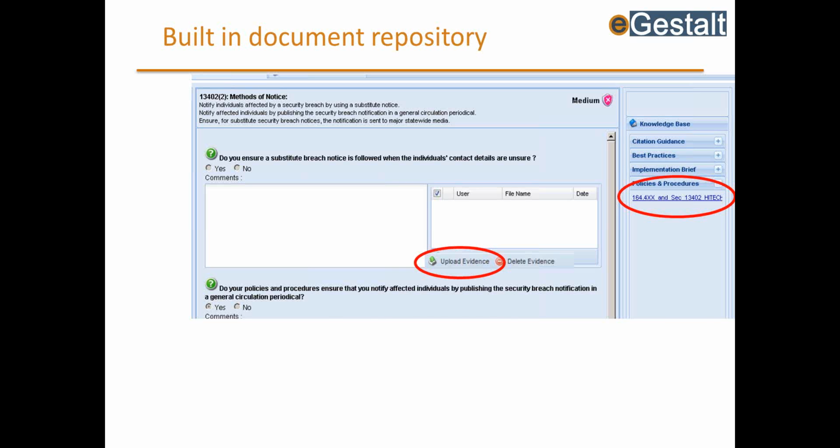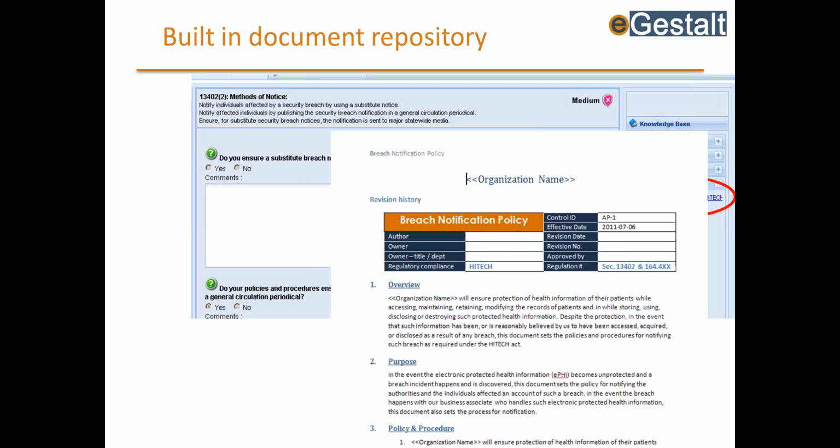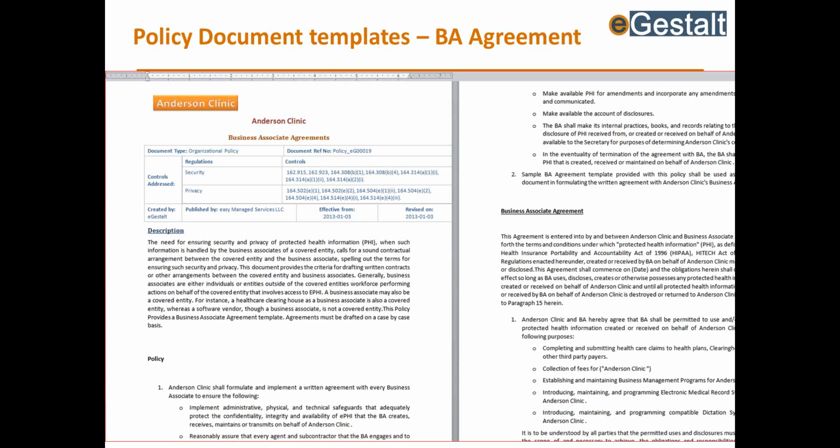So this is an example of a breach notification policy that's available with a single click of the button, and you can adapt it to your organizational needs or use it as it is. It comes built in with a BA agreement, which deals with all the aspects that a covered entity needs to manage to ensure that any business associate or vendors that they're working with are complying with the law. So it'll guide you through that, and again, you can customize this, add or edit it as required, and upload it and use it.